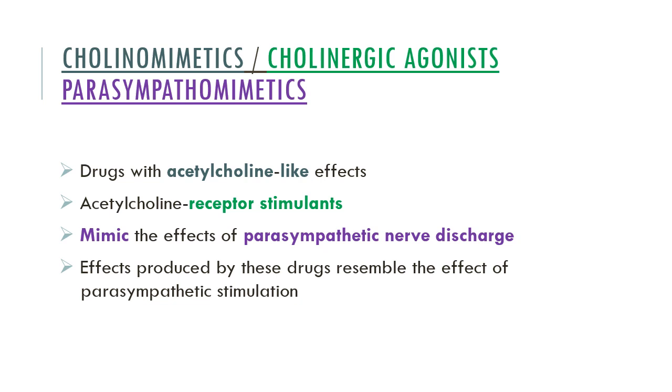It means the drugs act like acetylcholine. Parasympathomimetic, activation of the parasympathetic system. So what would be the effect if the parasympathetic system is stimulated? Those drugs which act like acetylcholine are known as cholinergic agonists. Then acetylcholine receptors, muscarinic and nicotinic, are stimulated. Mimetic means the effect. The effects are parasympathetic nerve discharge, that's their similarity. Effects produced by these drugs resemble the effect of parasympathetic stimulation.